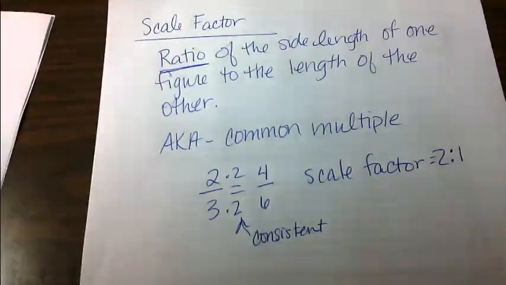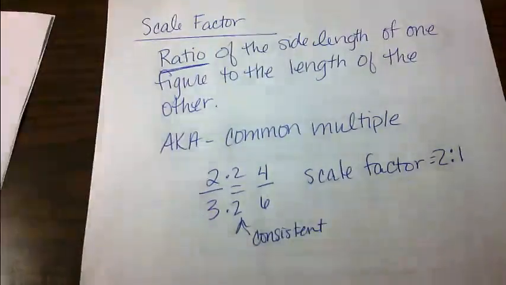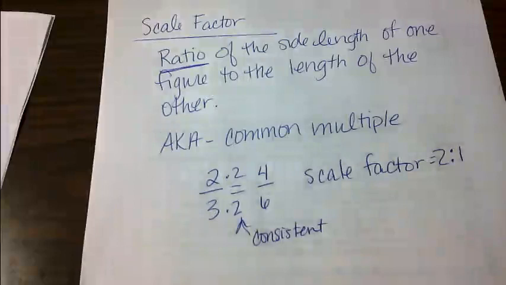Okay, so we're going to go quickly through scale factor. And this goes back to the unit that we just did on ratios and proportions. So scale factor is the ratio of the side length of one figure to the length of the other figure. Like I used in class and we've used before, the floor plan versus the actual building. It is also thought of as the common multiple.